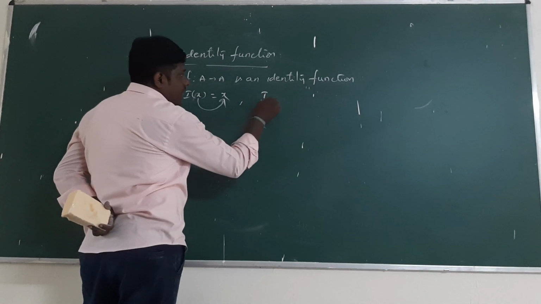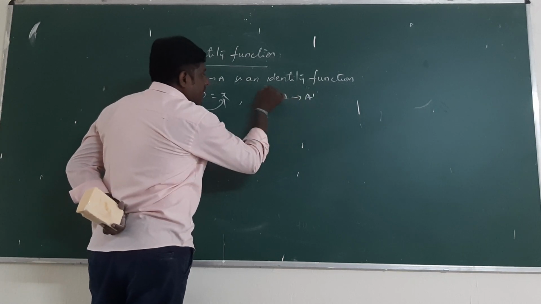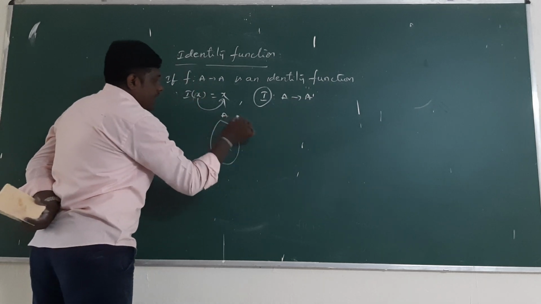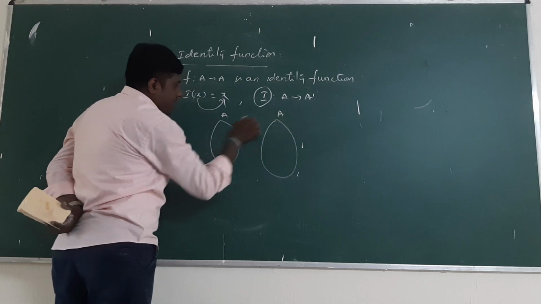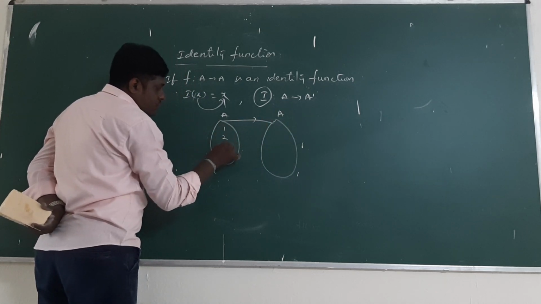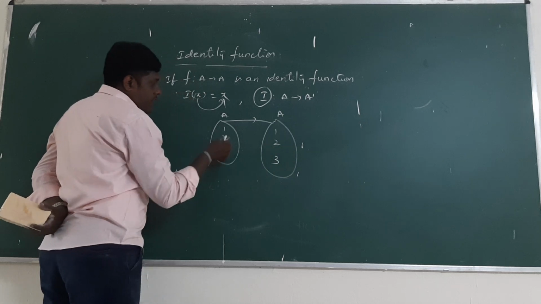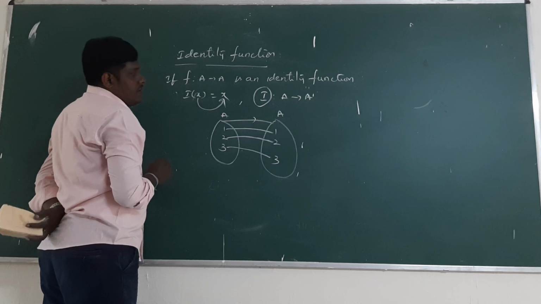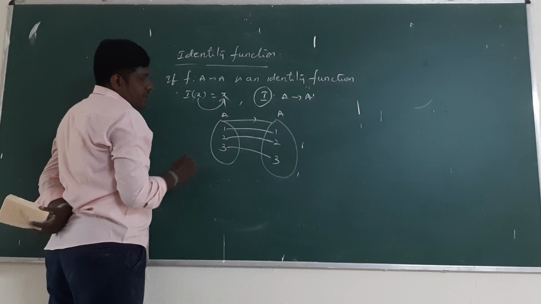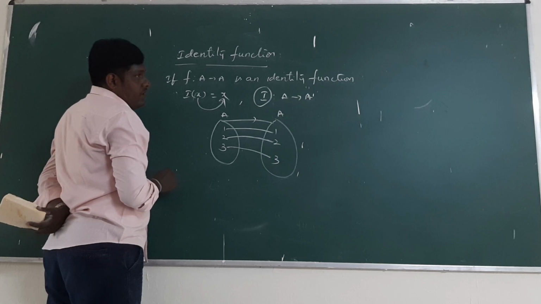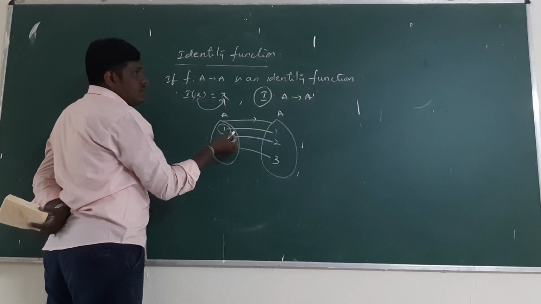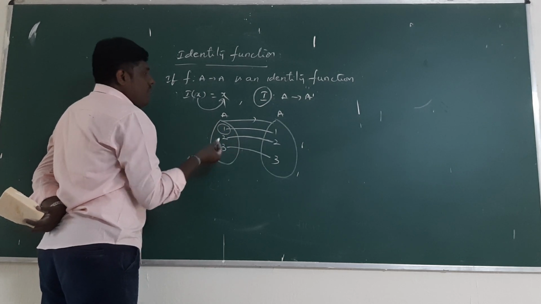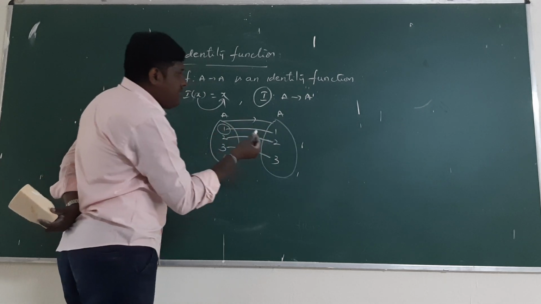It is denoted with I from A to A. I is identity function. It maps from A to A. Now see here, A is a set and second set also A. A contains 1, 2, 3 and 1, 2, 3. The image of 1 is nothing but 1, 2 is mapped with 2, 3 is mapped with 3. So it is called identity function. If an element has the same image, the image of one element is itself, it is called identity function.